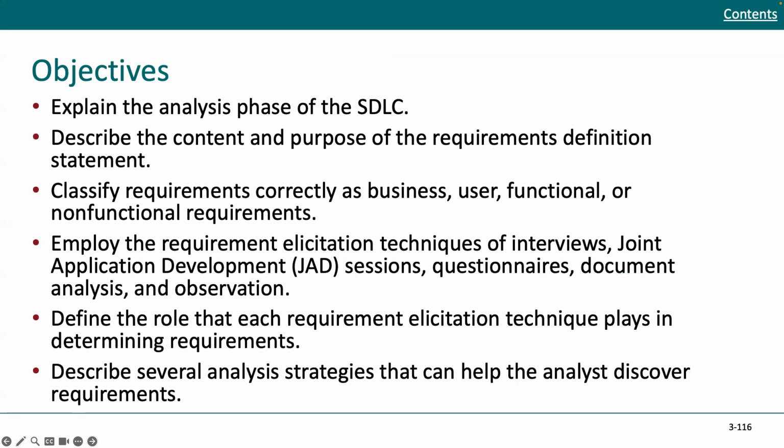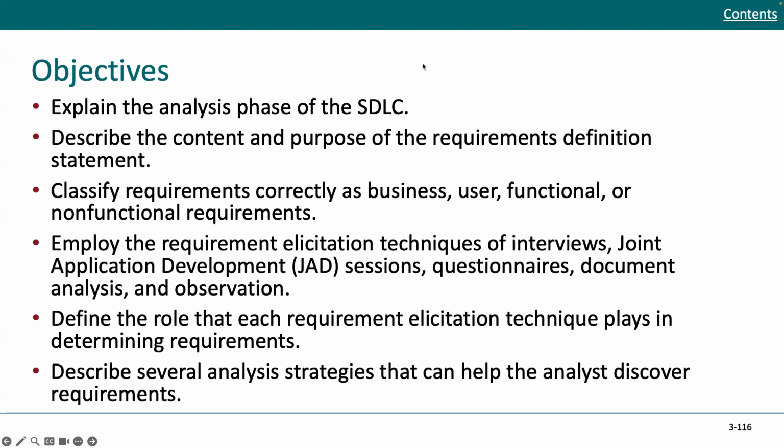So during the analysis phase, the analyst determines the functional requirements for the new system. Now, in this chapter, we begin by describing the analysis phase and its primary deliverable, the system proposal. The concept of a requirement is explained, and several categories of requirements are defined. The purpose and structure of the requirement definition statement is outlined. Techniques to elicit requirements are discussed, including interviews, joint application development, JAD, sessions, questionnaires, document analysis, and observation. Finally, several requirements analysis strategies are described to help the analyst discover the requirements.